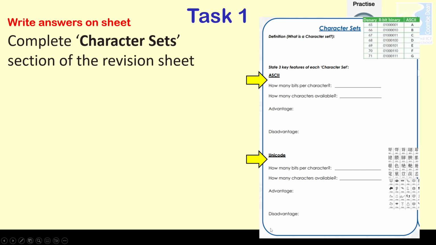On your sheet, complete this section now please. Pause the video. What is a character set? Key features of ASCII, key features of Unicode. Do this now, please.